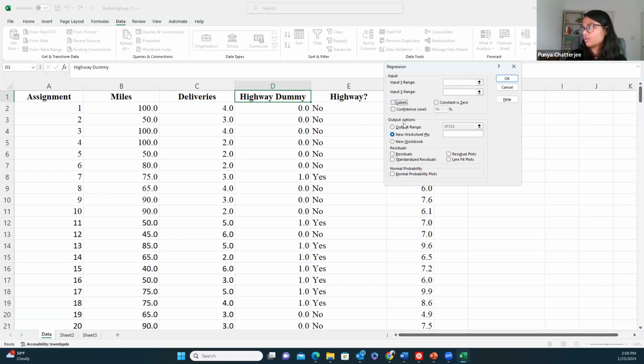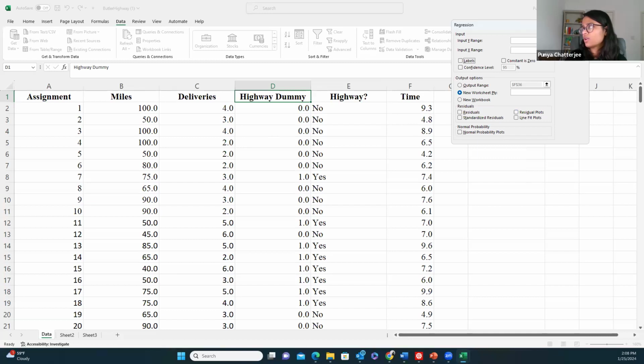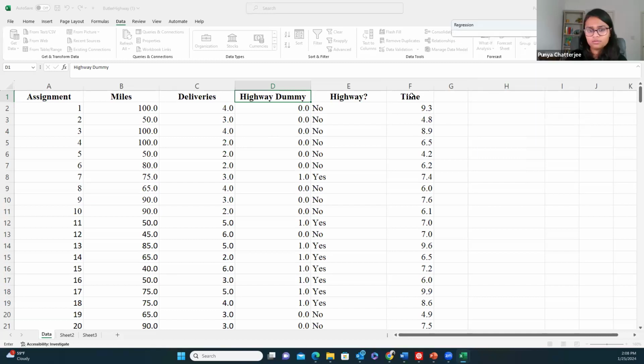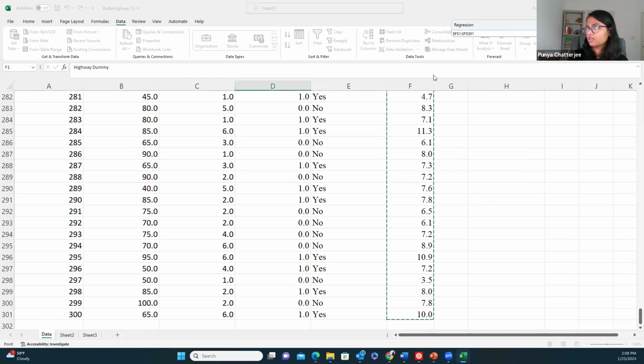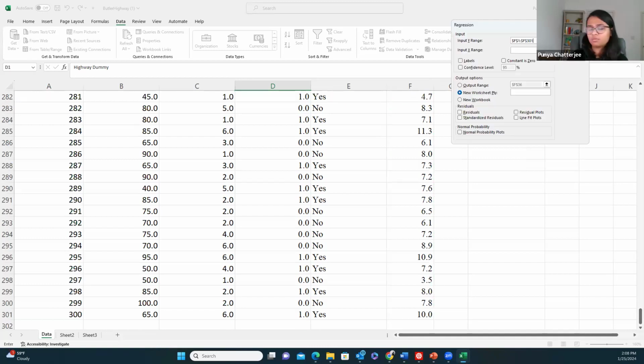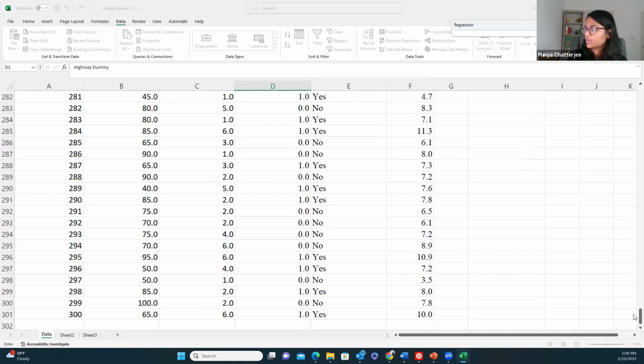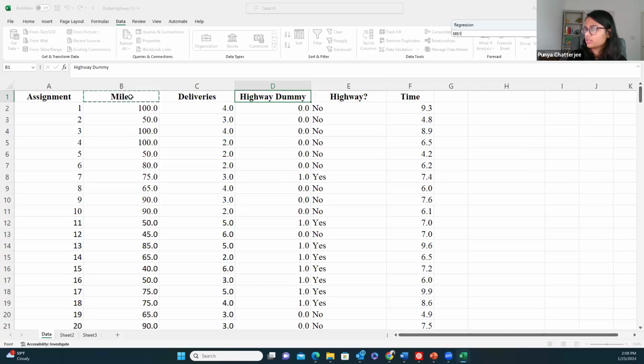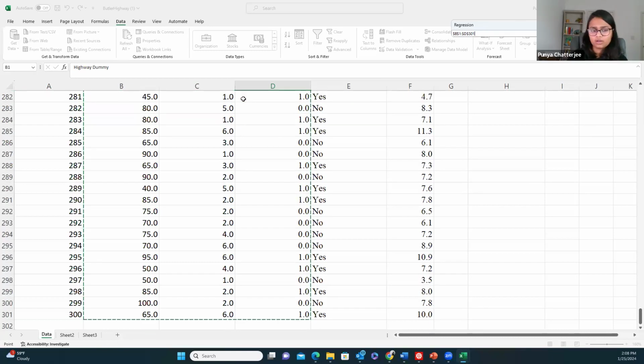So it's always gonna start with something that you have used in the past. But let's delete everything and then go ahead and do your Y range. So now your Y would be in your F column because it's time. And then Control Shift Enter, or you could also manually drag it down. And then for your X, you're going to use miles, deliveries, and highway dummy. And then Control Shift Enter or Command Shift Enter or manually drag it.